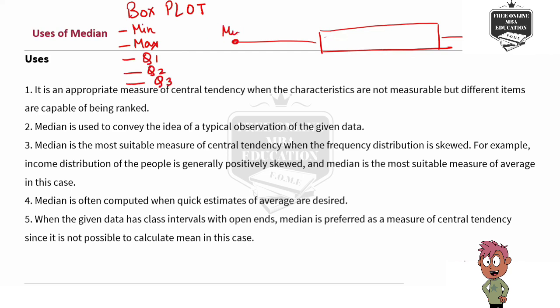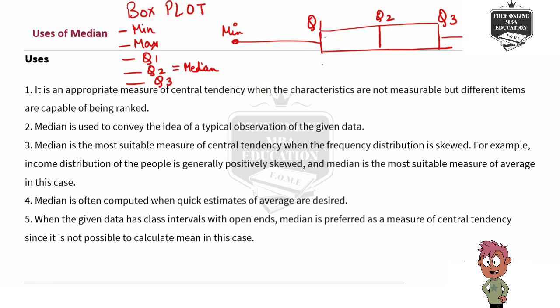This is the minimum value. This is the maximum value. These are called the whiskers of the box plot. Box plot is also sometimes called box and whiskers plot. So you have a box and it has two whiskers, like a cat has whiskers. One whisker is going up to the minimum point, the second whisker is going up to the maximum point. This is your Q1, this is your Q3, and this is your Q2. What is Q2? Q2 is the median value.